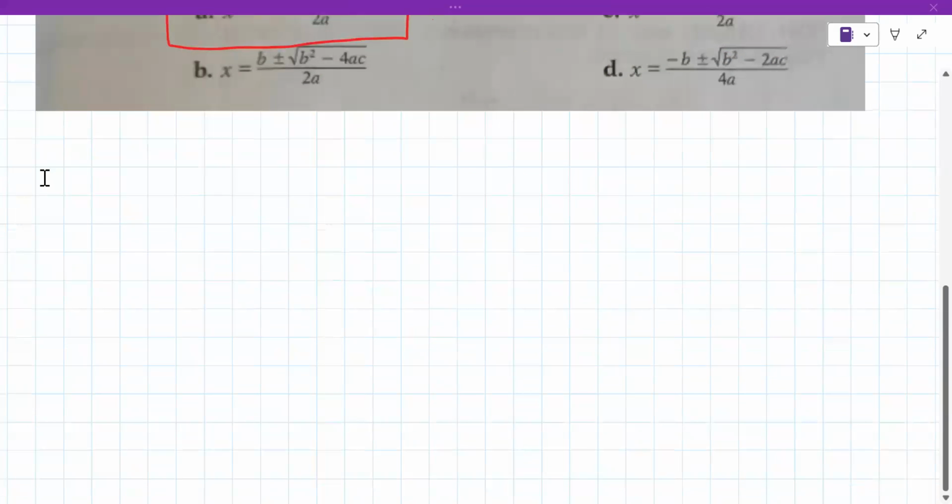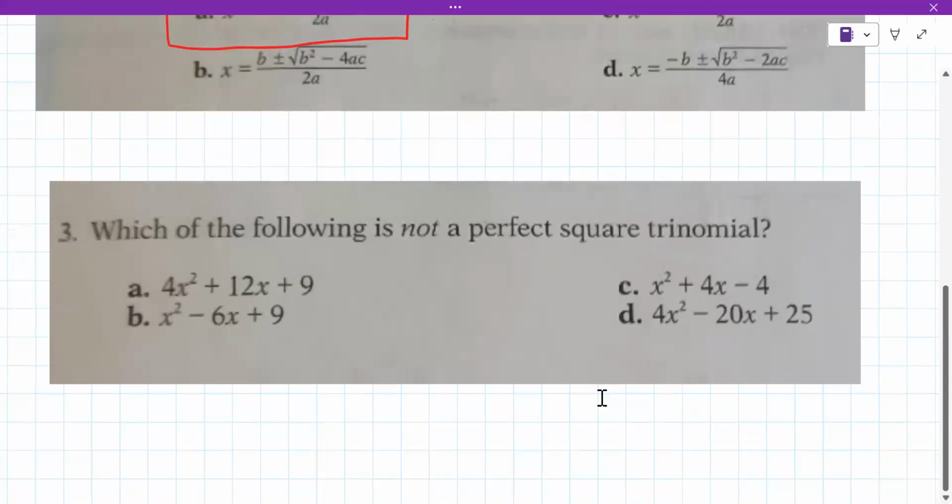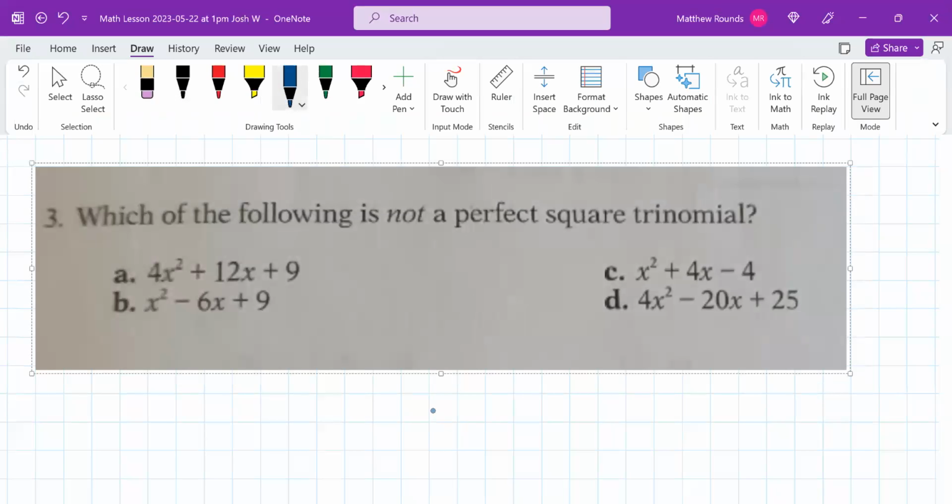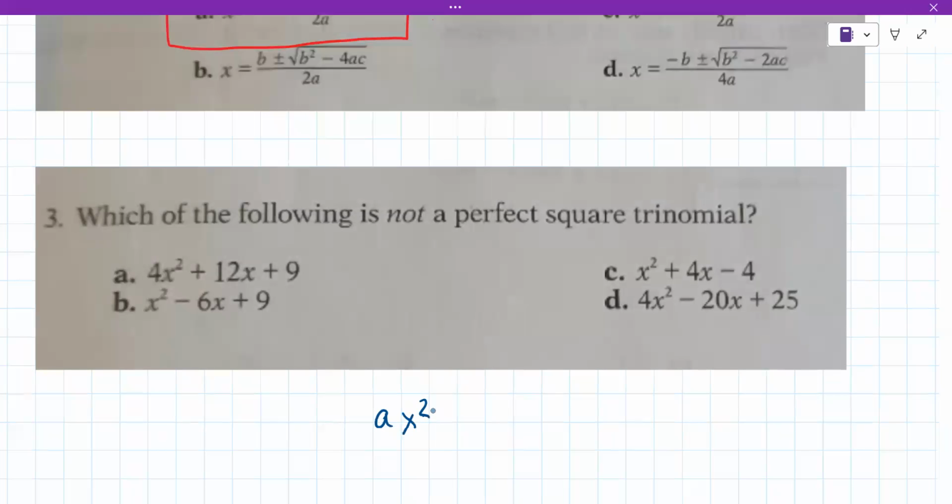All right. So number 3. That was a pure definition. All right. So perfect square trinomial. A perfect square trinomial has this form. It's ax squared. Sorry, that's not right. It is something in the form of a squared minus 2ab plus b squared.